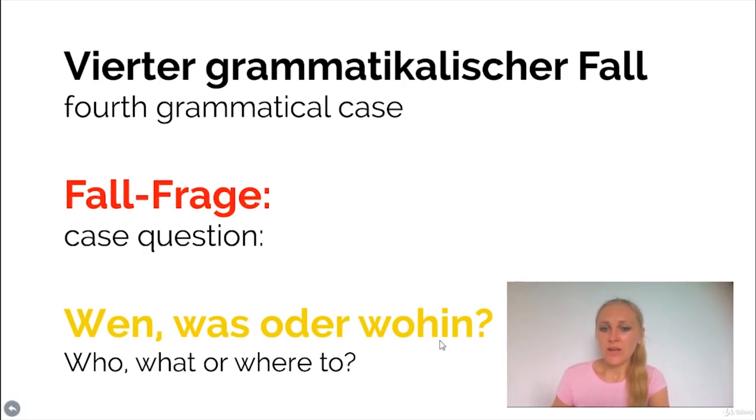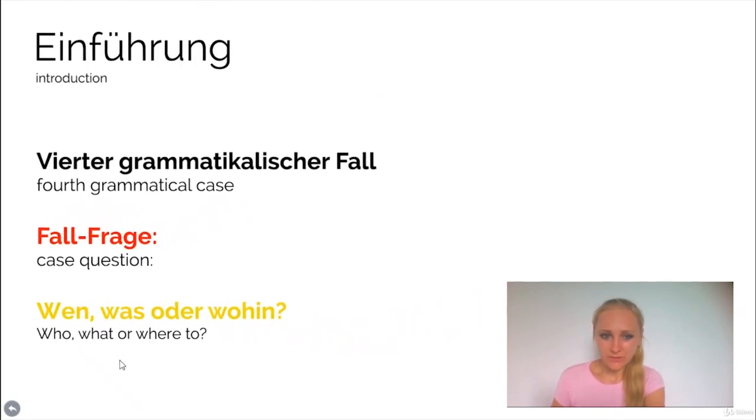And there are also prepositions that just work with the dative case, and there is a third group of prepositions that work with both cases. So then it depends on whether there is a movement involved or not. If you are moving from one place to another, you would use the accusative case. But at the moment, this is not too important. This is just for you to keep in mind. Later on, there will come something which is about movement or no movement. Okay, but this is the case question. Wen, was oder wohin? We are asking here about the passive part or the receiver.